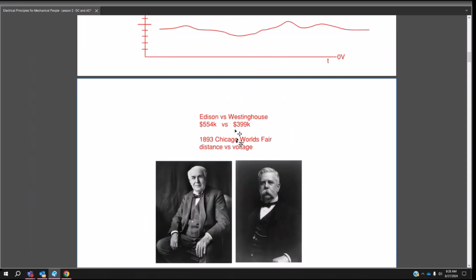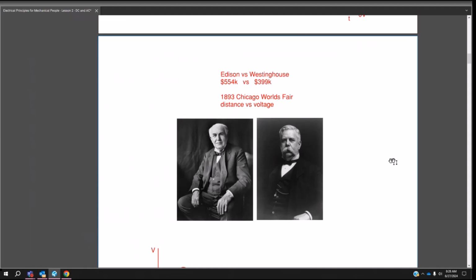So let me give you a little bit of history lesson. In 1893, at the Chicago World's Fair, there were two people that bid on the lighting at that fair: Thomas Edison and Westinghouse. Back then, this is still around the time of Nikola Tesla when he was still young. Electricity was still relatively new, and not a whole lot of people had it.